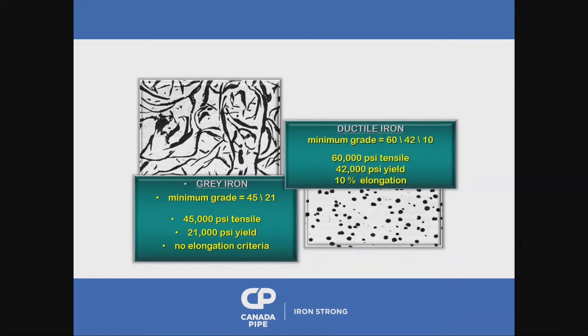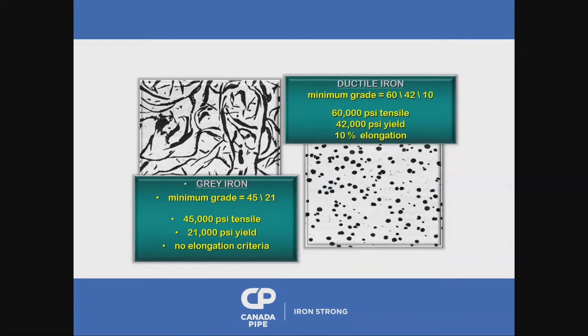What are we talking about when we're talking about the difference? Well, cast iron is about 45,000 psi tensile strength, 21,000 psi yield, and there's no elongation in cast iron. So what does that mean? Well, it makes it a very strong product, but it also makes it a very brittle product. So it's not going to be able to flex and move, which is why ductile was invented. And ductile is 60,000 psi tensile strength, 42,000 psi yield, and a 10% elongation.